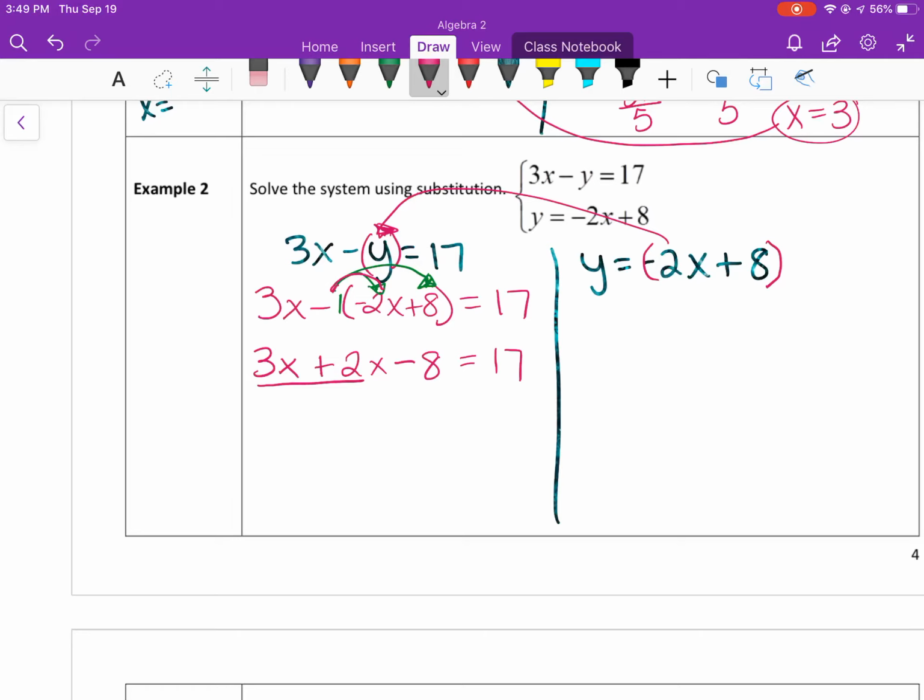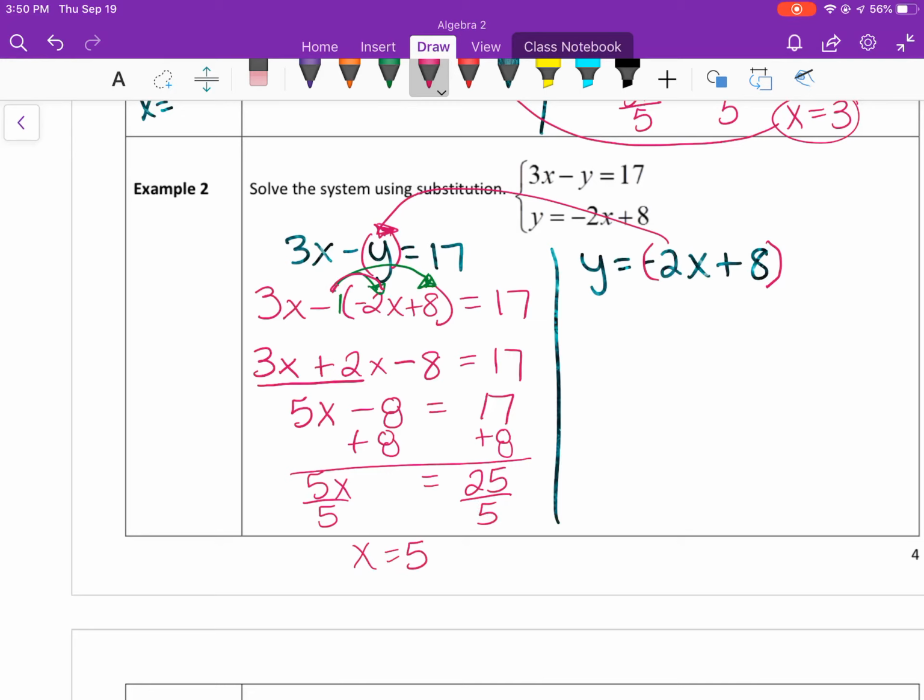Now I can continue and combine my like terms. 2x plus 3x is 5x, minus 8 equals 17. Continue solving using inverse operations. So minus 8, to move that to the other side, I add 8. I get 5x equals 25. Then that's 5 times x, so divide by 5 on both sides, and we get x equals 5. But you're not done yet.